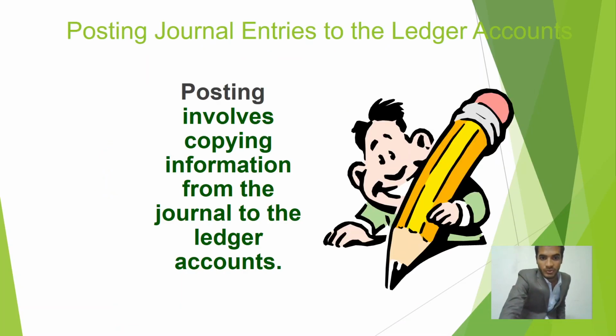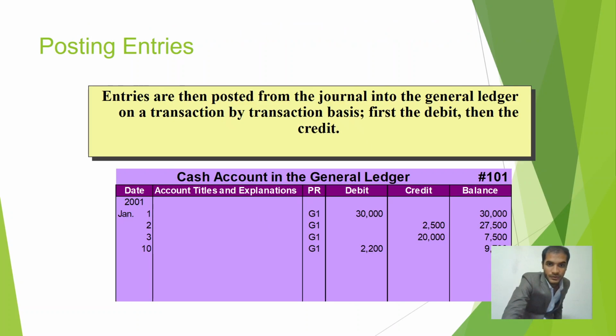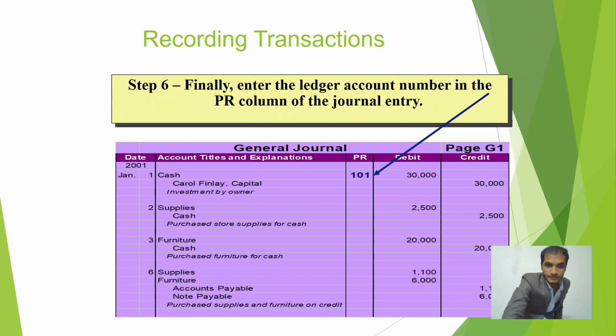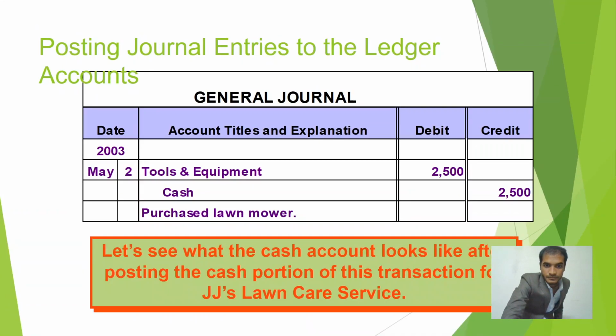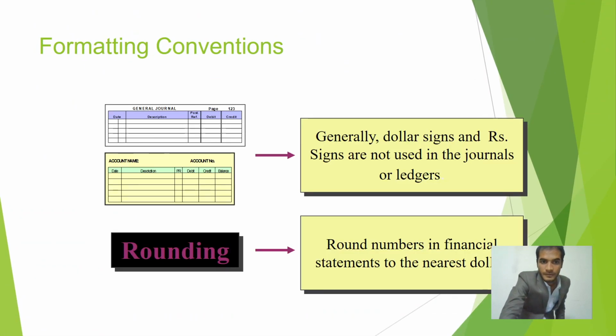Posting involves copying information from the journal to the ledger account. Formatting conventions: generally, dollar signs and rupee signs are not used in the journal or ledgers. Round numbers in financial statements to the nearest dollar.